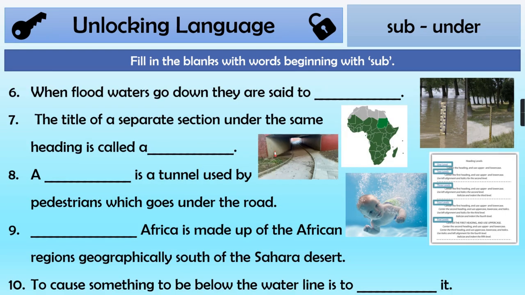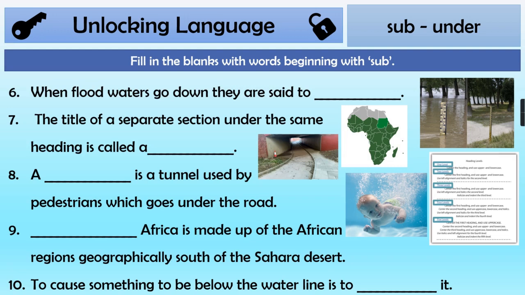Moving on. Here are some more words. You might find the pictures useful in helping you to decide what these are. Again, they all begin with sub. When floodwaters go down, they are said to what? The title of a separate section under the same heading is called a what? A what is a tunnel used by pedestrians which goes under the road.